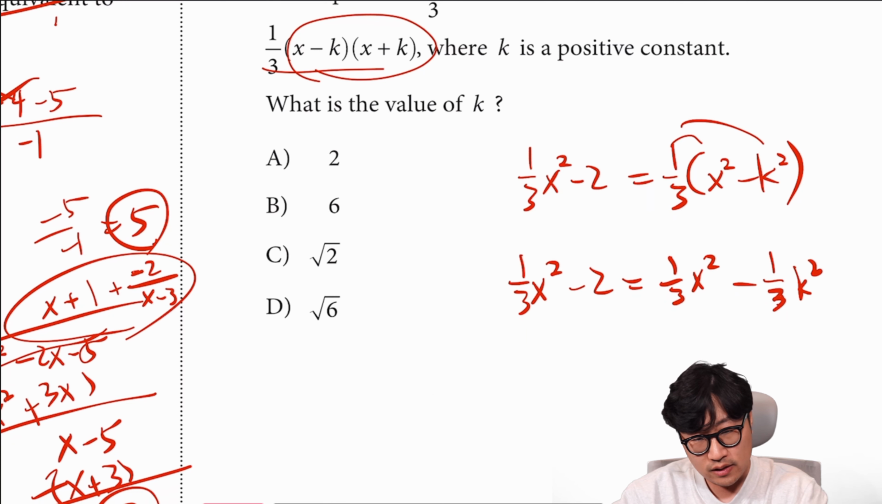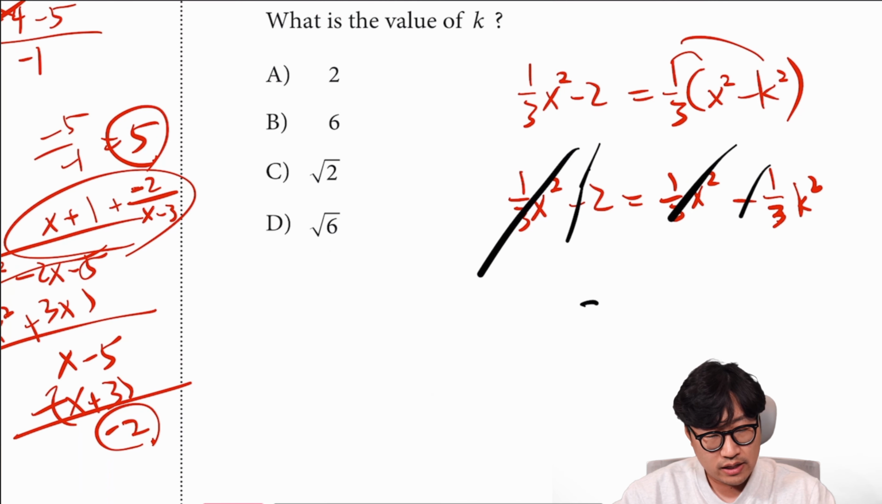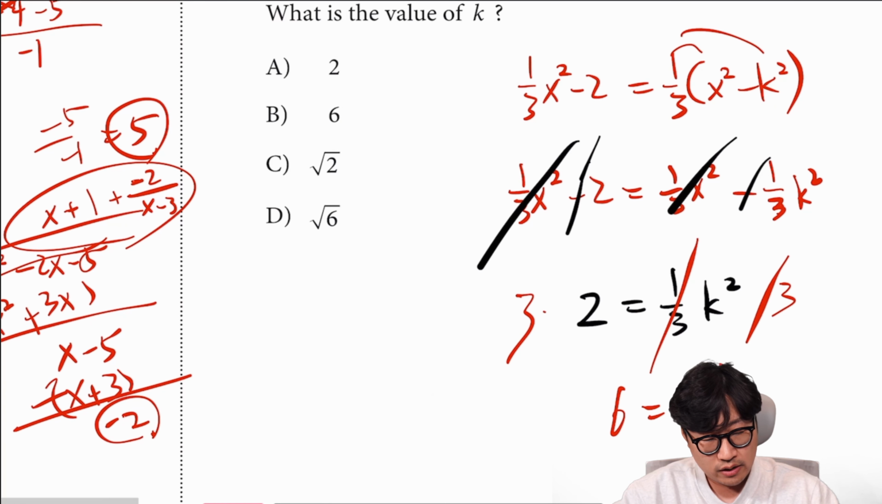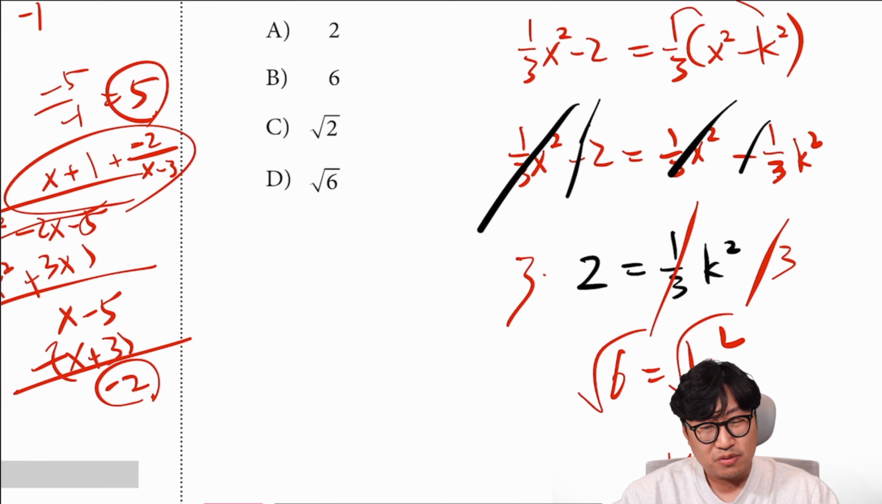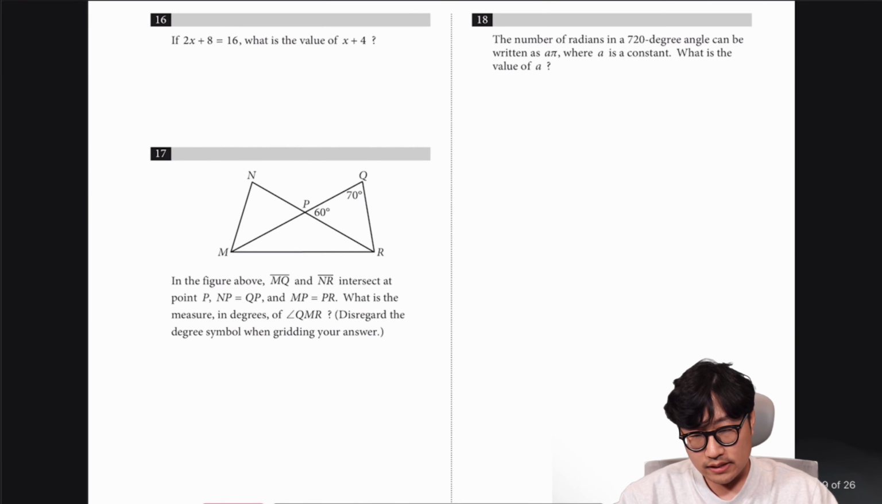Well, basically, if you look at it, you can go ahead and just cancel the 1/3 x squared on both sides, and you can cancel the negatives on both sides too. So all you've got really is just 2 is equal to 1/3 k squared. So you can now multiply both sides by 3 to cancel the 1/3. So 6 is equal to k squared. So square root both sides. K is equal to plus or minus radical 6. Answer choice D. All right, number 16.